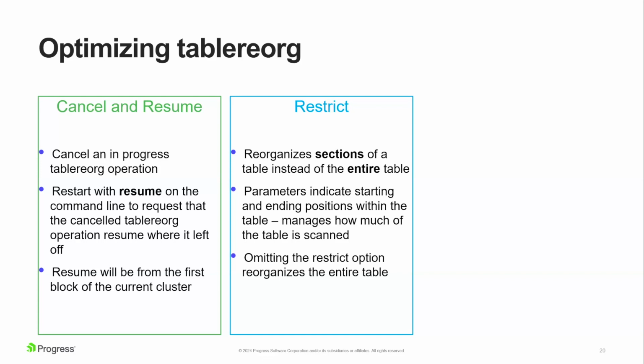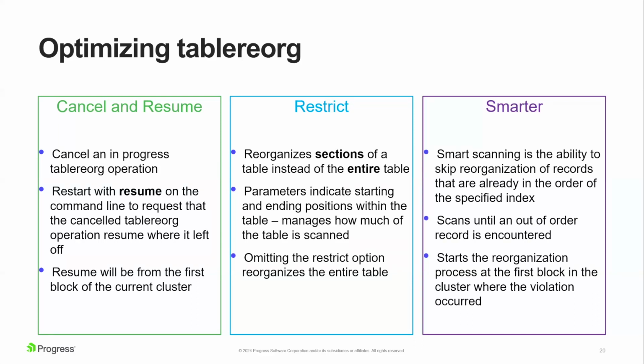Our third option is smarter scanning. Smart scanning is the ability to skip reorganization of records that are already in order. There's no need to reorder them. They're already the way they would be coming out, and that's in the order of the specified index. Smarter scanning will scan until an out of order record is encountered. And it starts the reorganization process again at the first block in the cluster where the violation occurred.